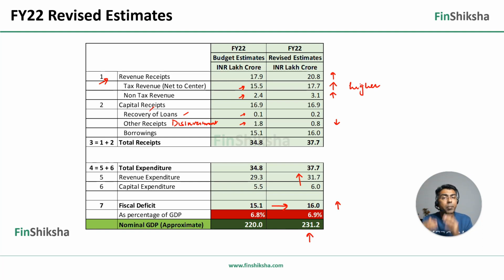The key part here being that the taxation revenue was much better than what the government had expected, and consequently the government was able to spend more despite having lesser revenues on account of disinvestment proceeds, right?